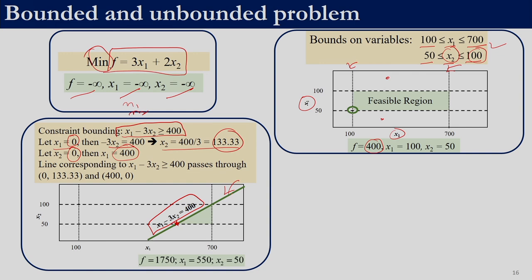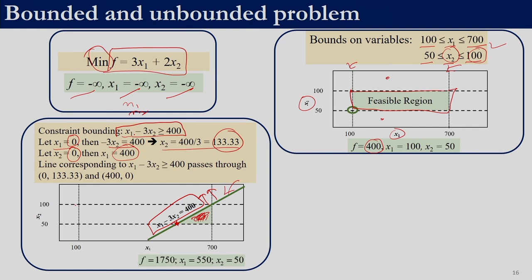So that line is plotted, and this feasible region which we had over here, this rectangle, has now been reduced to this particular region, the shaded part which is shown here. That is because in this region, x1 minus 3x2 is greater than 400, whereas in the region above this, it will not satisfy this constraint. x1 minus 3x2 will be less than or equal to 400. You can try out some values. For example, if you substitute this particular value, 100 comma 100, in this equation.